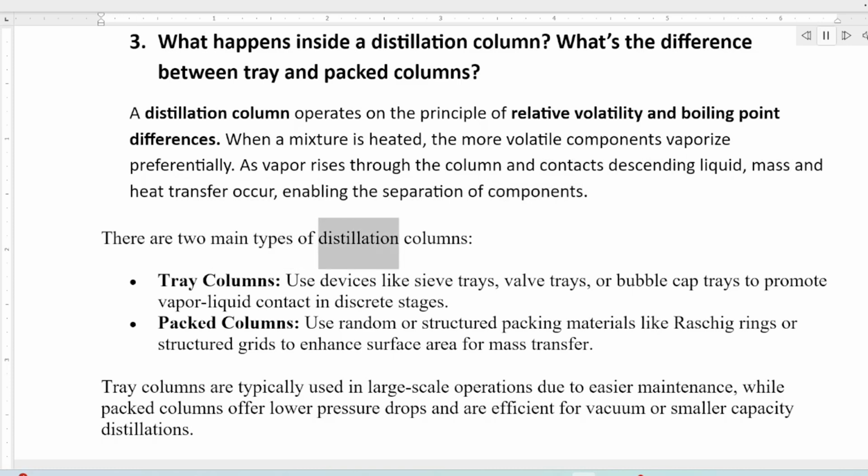There are two main types of distillation columns. Tray columns use devices like sieve trays, valve trays, or bubble cap trays to promote vapor-liquid contact in discrete stages. Packed columns use random or structured packing materials like Raschig rings or structured grids to enhance surface area for mass transfer. Tray columns are typically used in large-scale operations due to easier maintenance, while packed columns offer lower pressure drops and are efficient for vacuum or smaller capacity distillations.